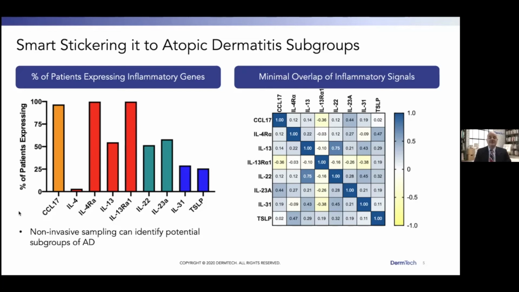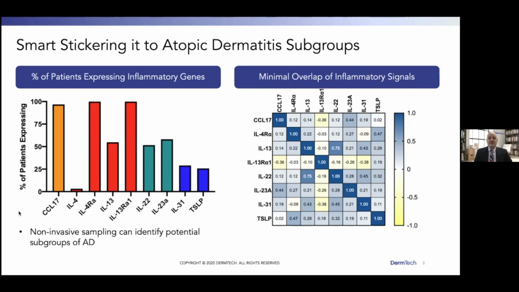IL-4 receptor alpha and IL-13 receptor alpha 1 are expressed in a majority of cells throughout the human body. So it was not surprising to see that those two genes were expressed in 100% of the patients. Most interestingly for our observations was looking at the levels of IL-13, IL-22, and IL-23. IL-13 was expressed in 16 out of the 31 patients, so roughly about 55% of them. IL-22 was also expressed in about 50% of the population. IL-23 was expressed in about 55% of the population as well. And then when we migrate to the epidermal cytokines, we look at IL-31 and TSLP, which were both expressed in about 30 or 25% of the population.